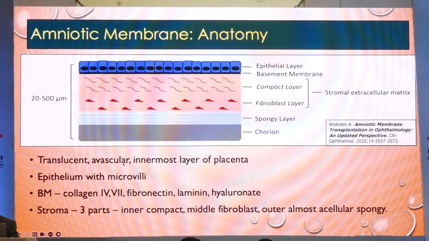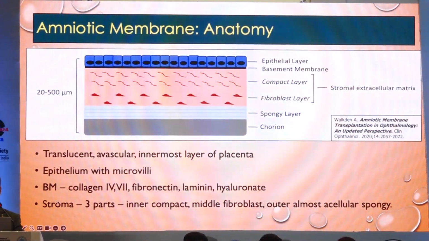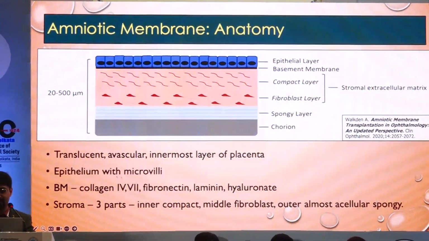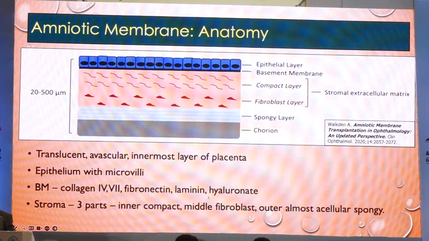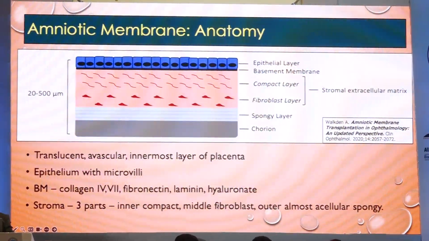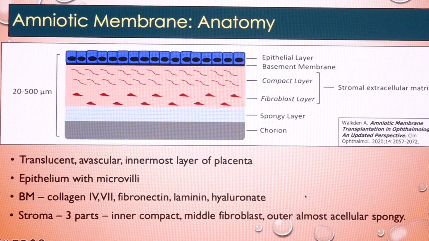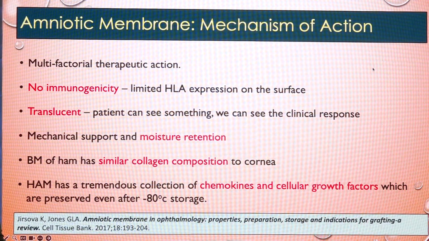It is avascular, and it is taken from the innermost layer of the placenta. The basement membrane again has structures similar to the corneal basement membrane: collagen 4-7, fibronectin, laminin, and hyaluronate. Then the stroma has again three parts: the compact layer, the middle fibroblast layer, and the outermost acellular layer. Then that goes to the anatomy.